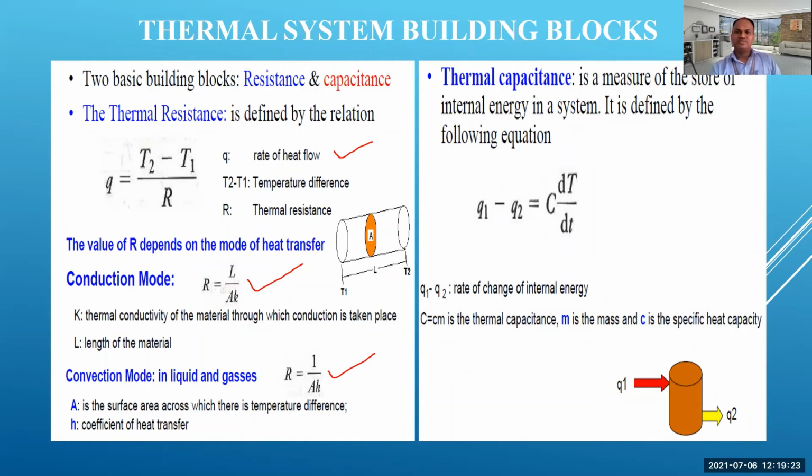Thermal capacitance is a measure of the store of internal energy in the system. It is defined by the following: Q1 minus Q2 is equal to C into dT by dt. Here capital T is the temperature differential and small t is time. So the rate of change of internal energy will be equal to C into the change in temperature with respect to time.